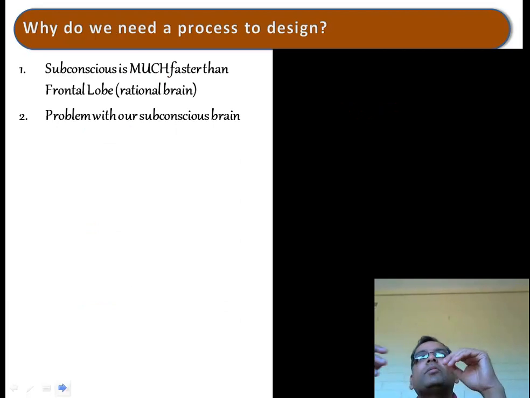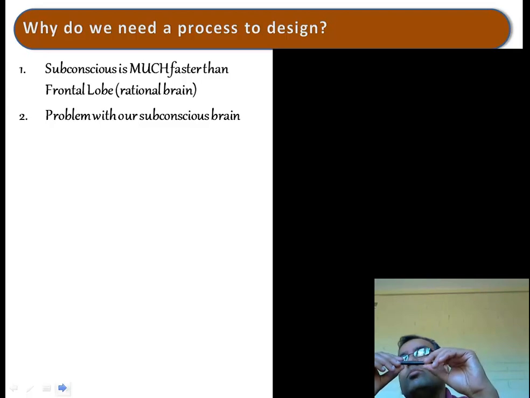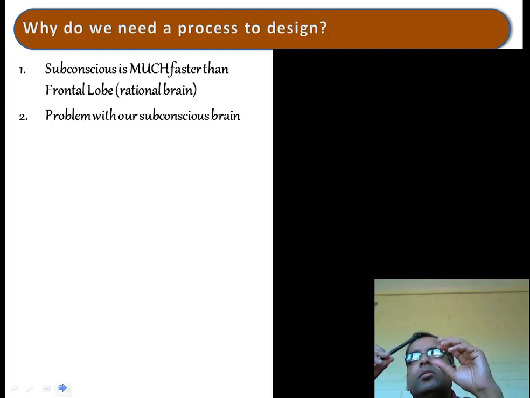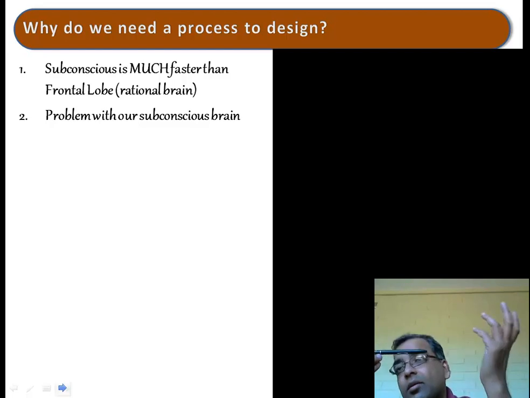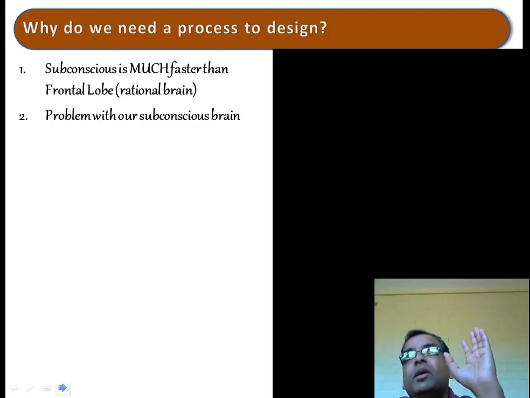Well, why do we need a design process? The problem is something that is quite subtle, and it deals with how our subconscious brain works. So what happens is that our subconscious brain, the part that enables us to do intuitive thinking, was developed, at least, I mean, let me give you a caveat before I plunge into all of this.